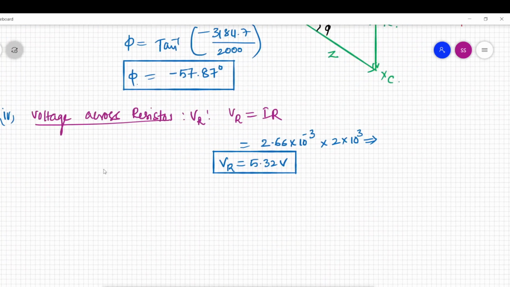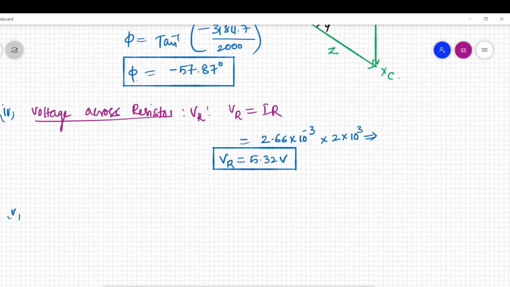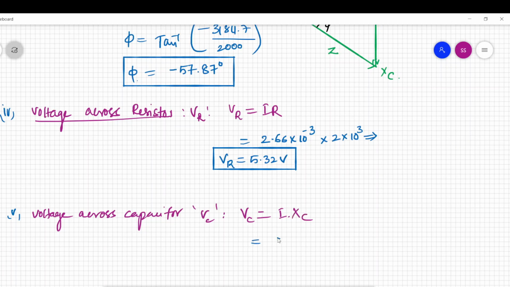Okay, now let us find the last parameter in the circuit, that is the voltage across the capacitor. That is VC here. VC equals I into XC, that is, the current in the circuit is 2.66 into 10 power minus 3, into XC, which is 3184.7. So the voltage across the capacitor will be 8.47 volts. This is VC.